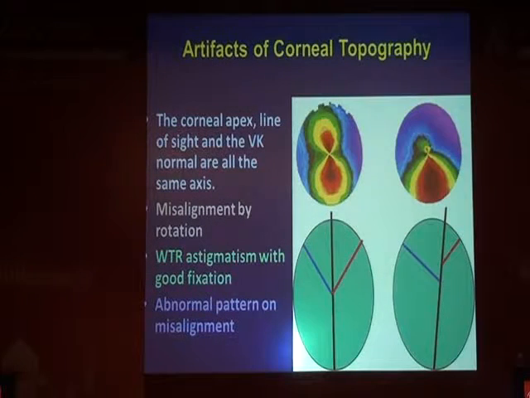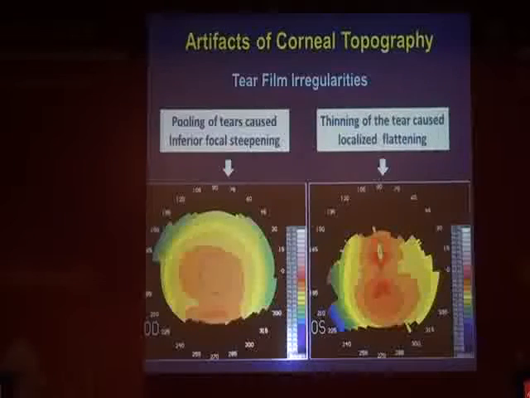We should also remember that we can have artifacts in the corneal topography. This picture shows that there is a perfect centration, and we have with the rule astigmatism, whereas if there is some misalignment, the same patient, it gives the inferior steepening, which is false inferior steepening.